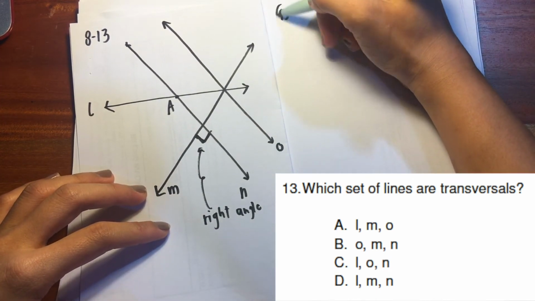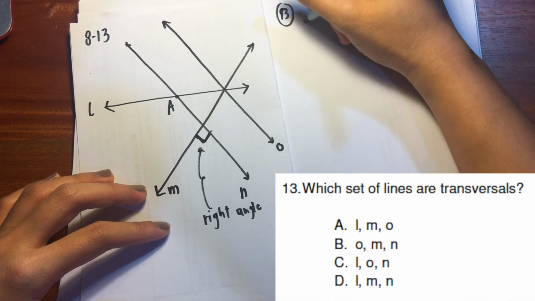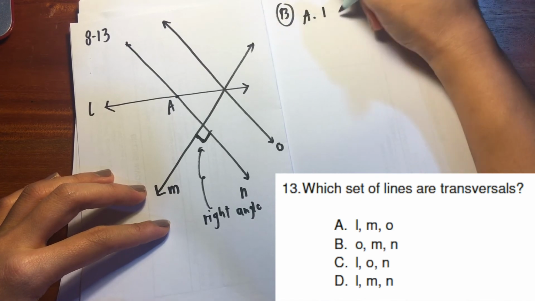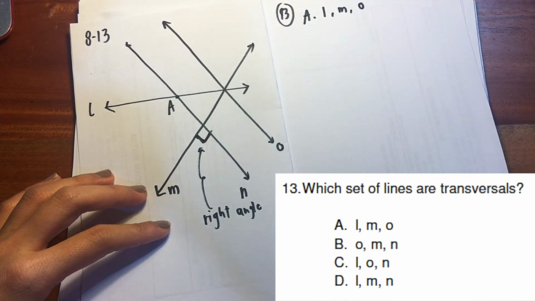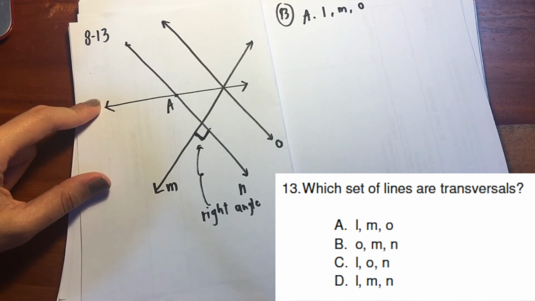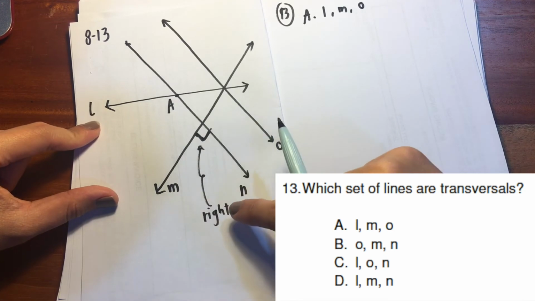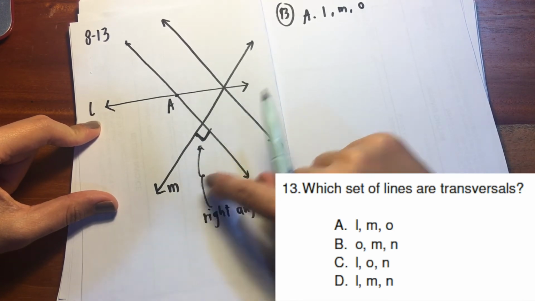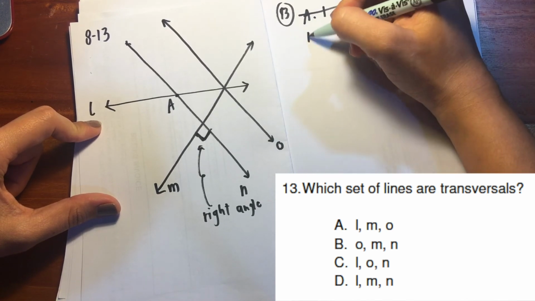So number 13. In this item, we have to check all the options. Letter A, L, M, and O. So let's check line L. Does line L intersect M and O at different points? No. Line L intersects both M and O at this point. So this is not the answer.